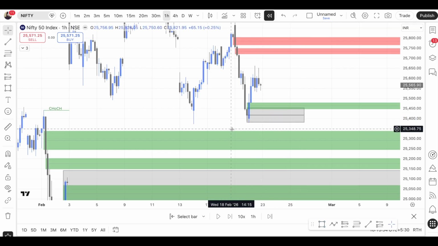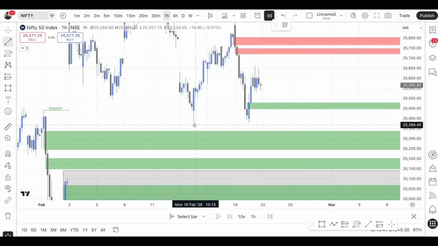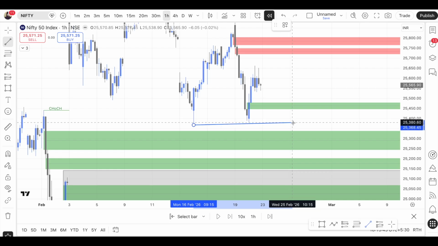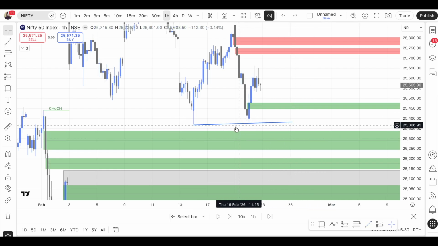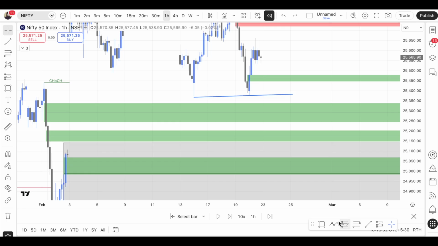The only worrying part for me here is there are relative equal lows. What do I mean by relative equal lows? This low point and this low point are almost going to be the same. So this is what we call relative equal lows. Whenever relative equal lows are formed in the market, it forms as liquidity in the market.